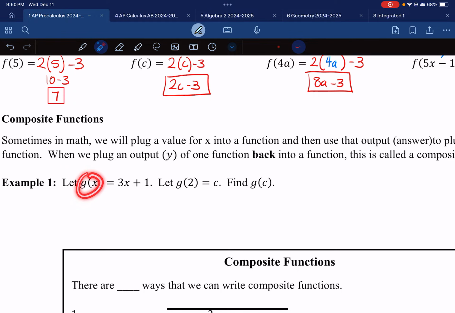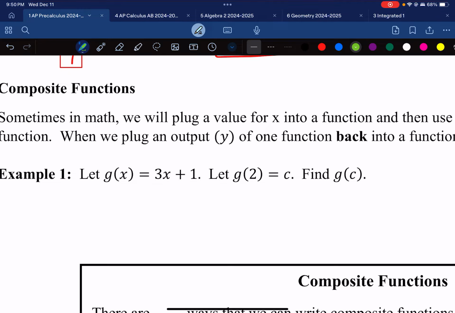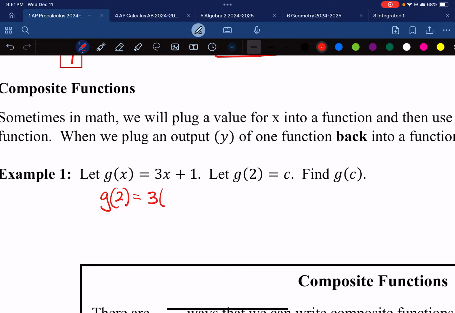I have a g of x. If I plug a 2 into this x, then I'll find g of 2. Let's try playing with that first. So I say this is going to be g of 2. That means I'm going to ignore everything here for a sec. 2 is being plugged in for this x, so I'm going to rewrite this as 3 times that plugged in 2 plus 1. And that's going to be 6 plus 1, which is therefore 7.